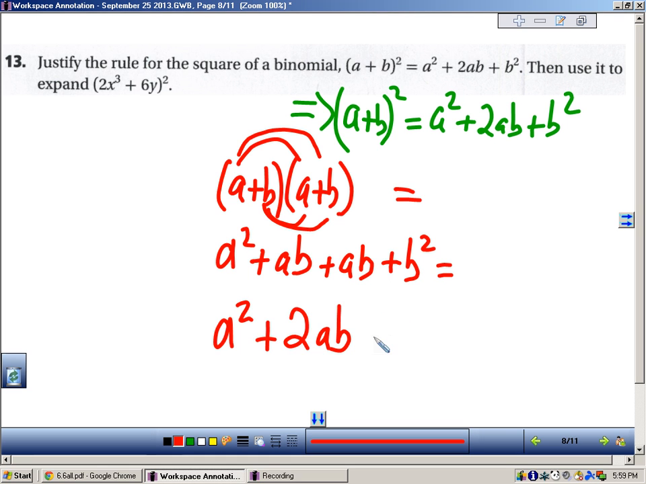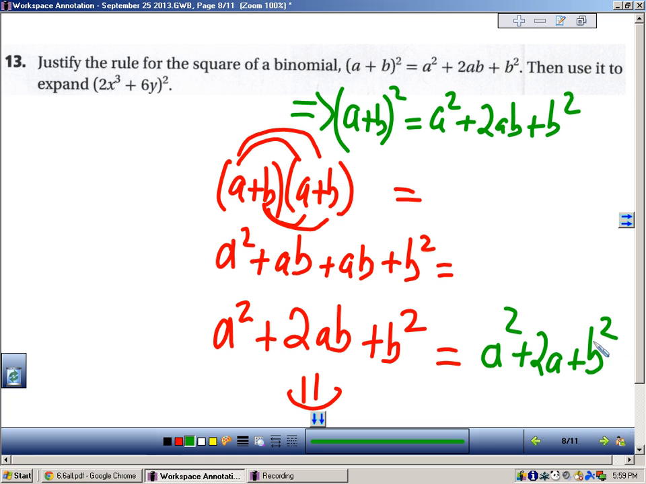Plus B squared. Now, what I've just done is I've taken this left side, and I've shown that it's identical to the right side. So I win.